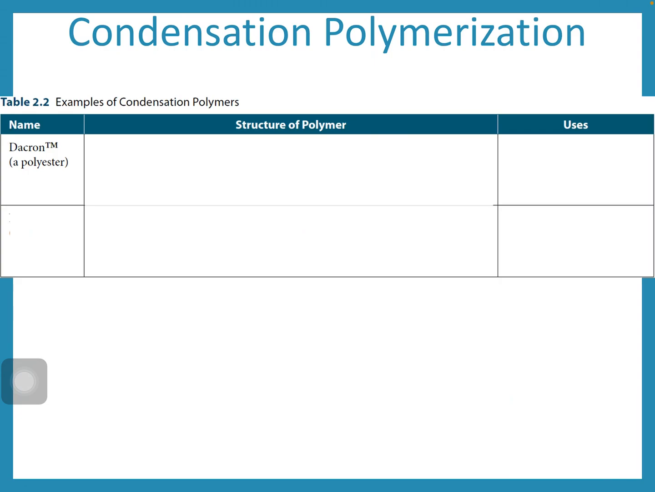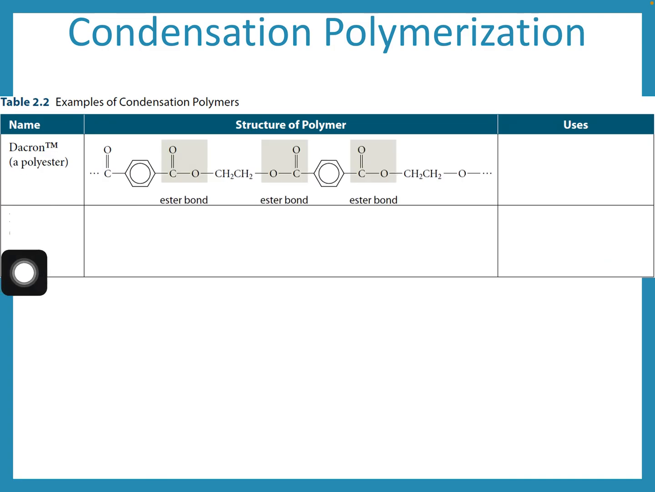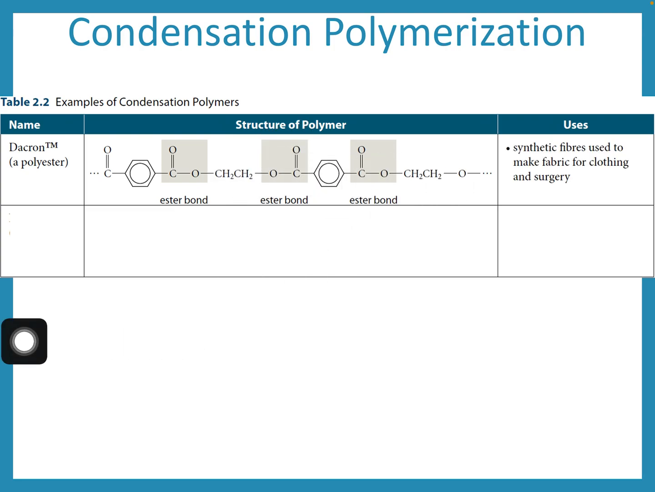So some different examples of polymers that are created through condensation polymerization. Dacron, which is a type of polyester. So we have ester bonds that are created, and we can see here the repeating unit up until here, and then again that keeps repeating. So these are synthetic fibers that are used to make different fabrics for clothing and surgery.